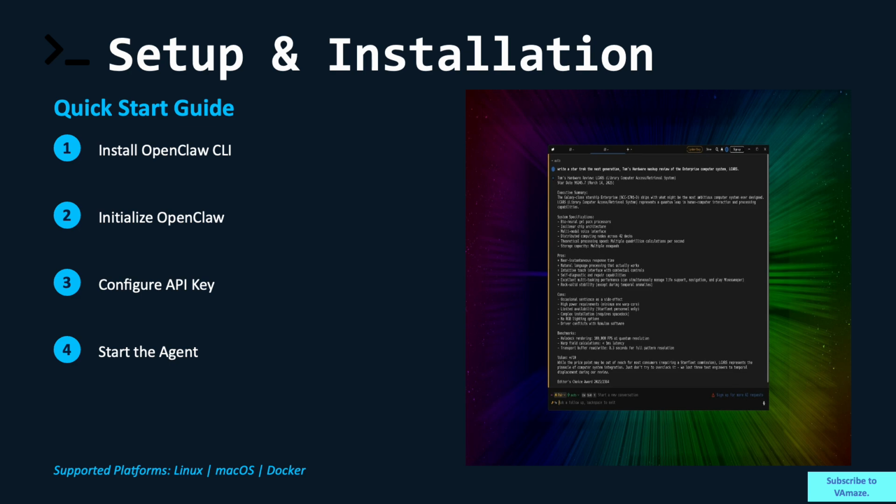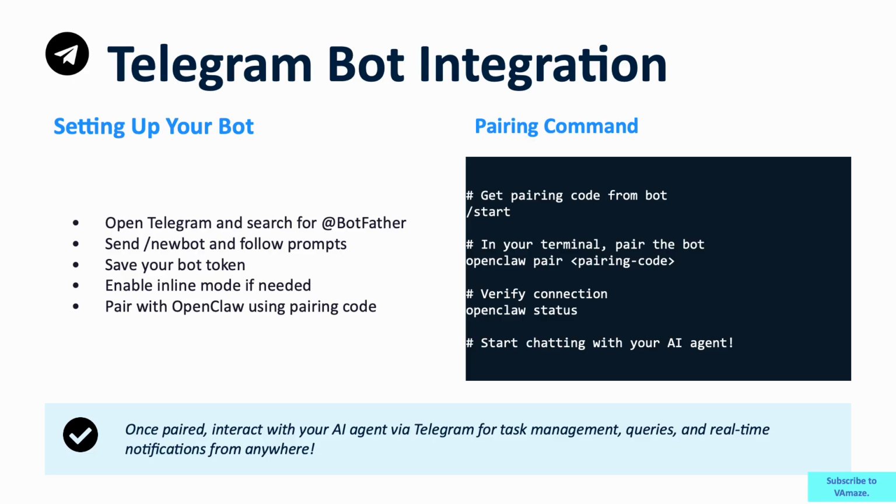Now, one of the most powerful features of OpenClaw is the ability to interact with your agent through Telegram. Let me walk you through how to set this up. Step 1, create your bot with BotFather. Open Telegram and search for @BotFather. This is Telegram's official bot for creating new bots. Send it the command /newbot and follow the prompts. You'll choose a name and username for your bot. When you're done, BotFather will give you a token. Save this, you'll need it.